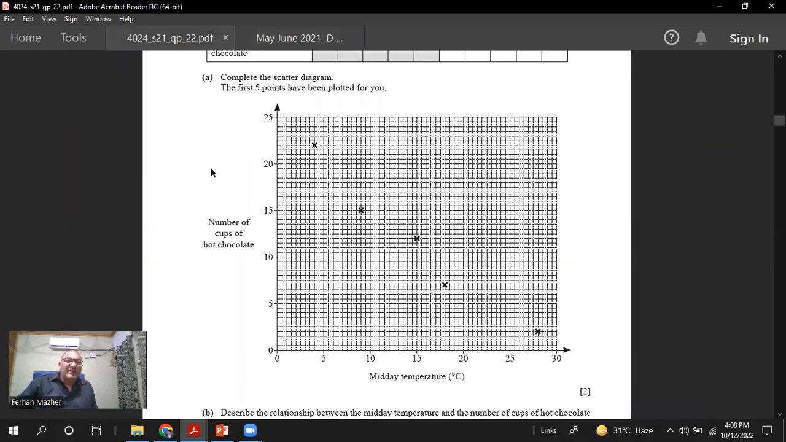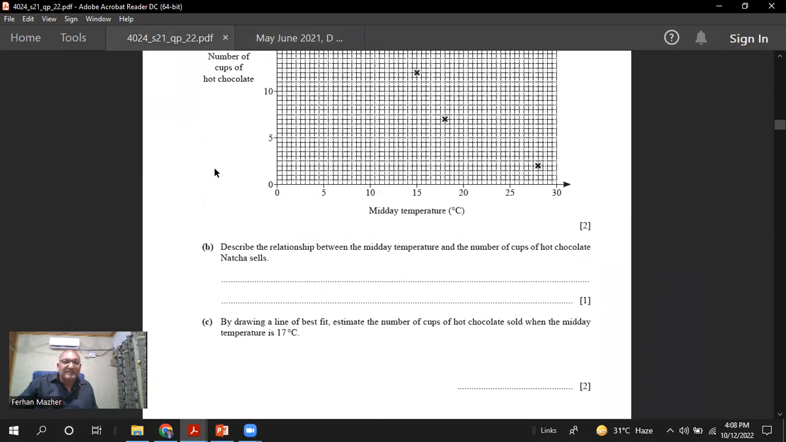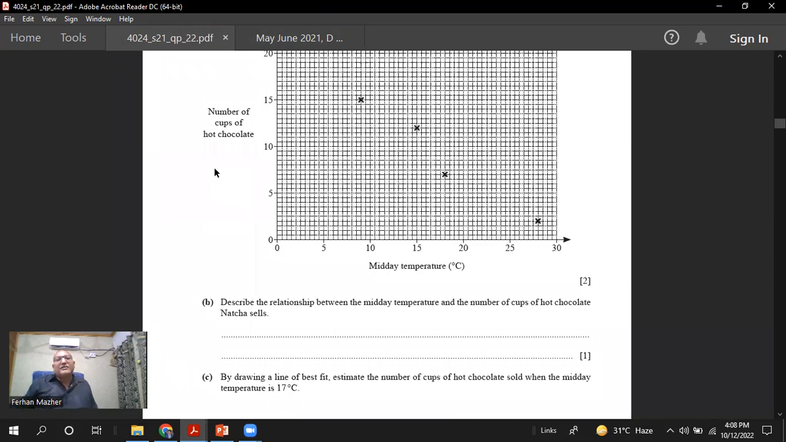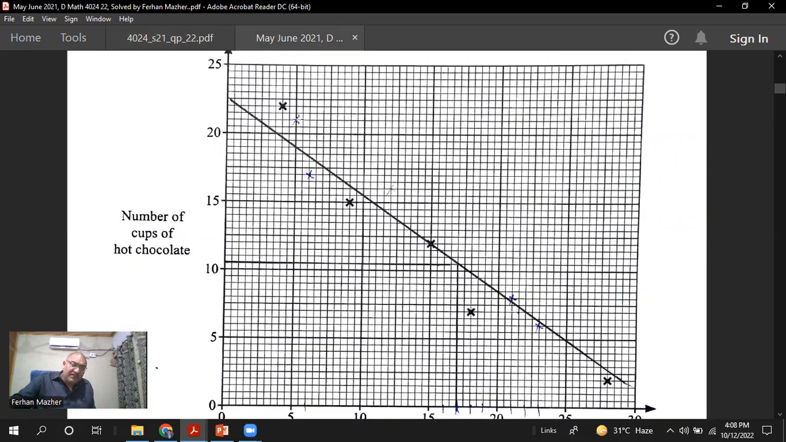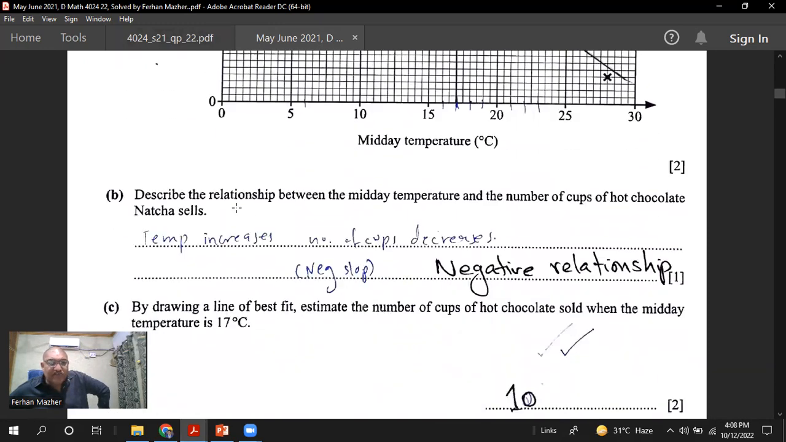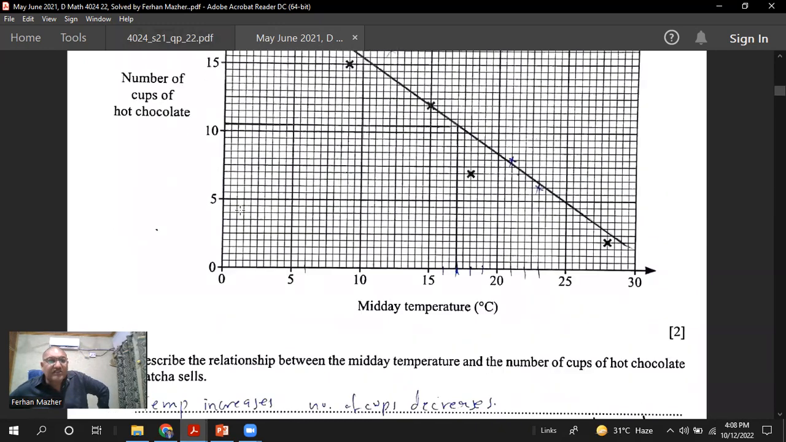Then the question is, he says, describe the relationship between the midday temperature and the number of cups of hot chocolate and matcha sold. If you look at the pattern of this scatter diagram, as you go to the right, the pattern is going down. So that means the relationship is a negative relationship. So we will say, the relationship is a negative relationship.